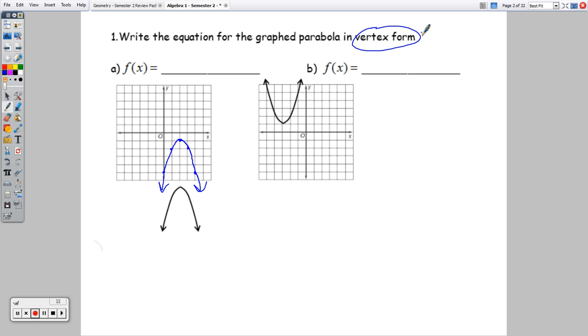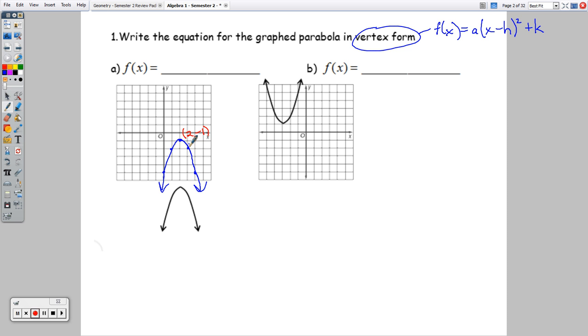Vertex form, hopefully you remember, is f of x is equal to a, the scale factor, and then x minus h squared plus k. So we're going to put it in that form. This h and k is your vertex. So if we look here, the vertex is right here at 2, negative 1. 2, negative 1, that's the vertex.